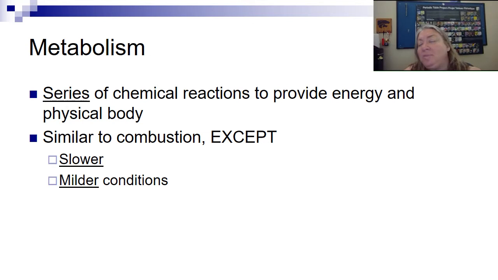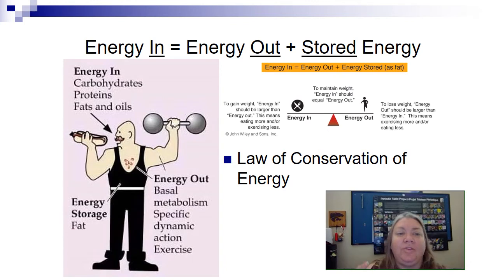So metabolism's very similar to combustion, except it's slower. So combustion, remember, that's burning something. It happens very, very quickly. Well, metabolism, we want to slow it down just a little bit, and we also want it to occur under milder conditions. Our body tissue cannot withstand those high temperatures of burning. So we have to find ways to make it milder. So our food is going to supply all of our energy needs that we have.